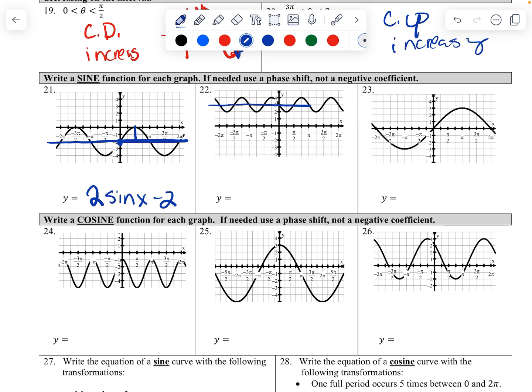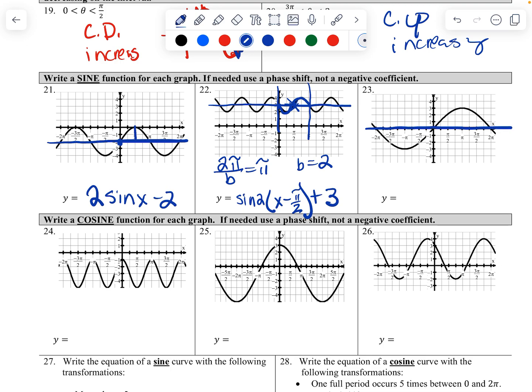Where this one, what is our midline? So I know it's going to be a plus 3. But what is our period here? So the length of a wavelength is pi. So our period, 2 pi over b equals pi. So b has to be 2. So this one, what is our amplitude? It's just 1. So it's the sine of 2. And then I'll notice that there's a shift, right? Because sine starts in the middle going up. So it'd be x to the right minus pi over 2.